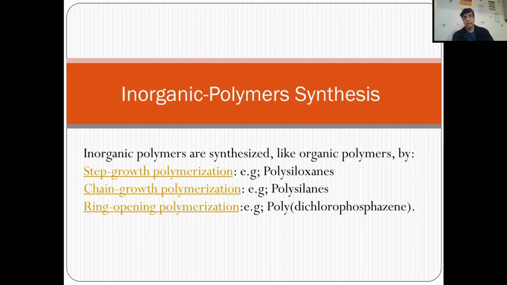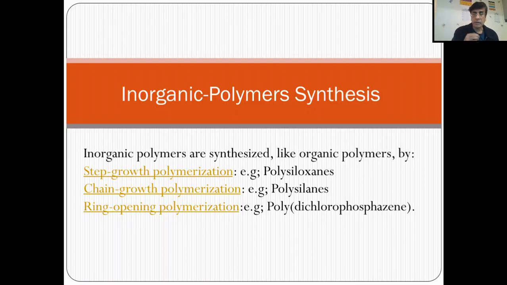Okay, now these inorganic polymers are also synthesized by step growth polymerization, chain growth polymerization, or ring opening polymerization. Any of the three methods can be used, and you have already studied what step growth, chain growth, and ring opening polymerization are, maybe a little bit. I will address mostly the ring opening polymerization, because step growth and chain growth you already know, so I'm not going to talk about why it is step growth or chain growth.